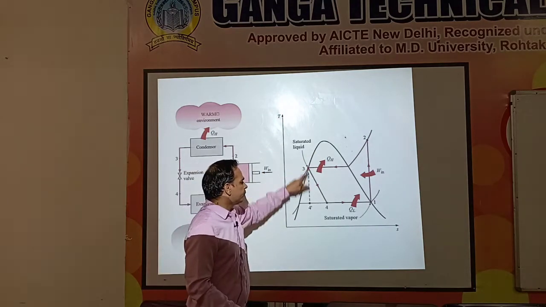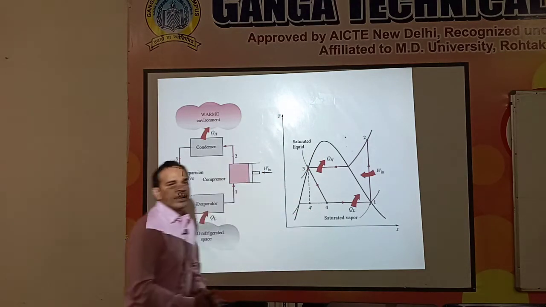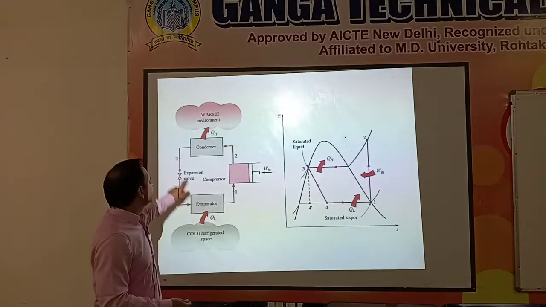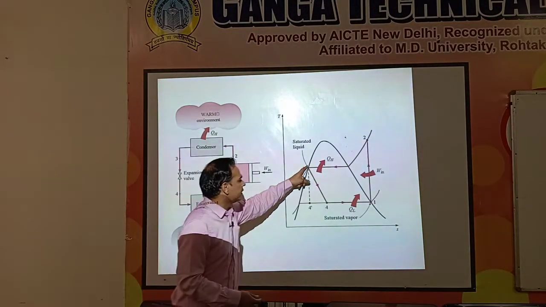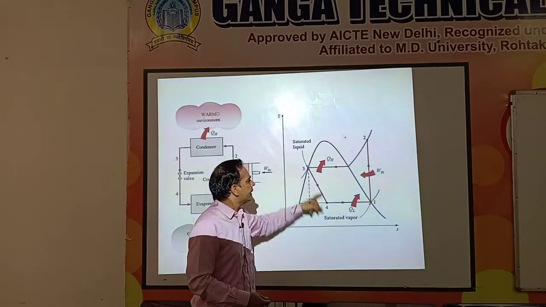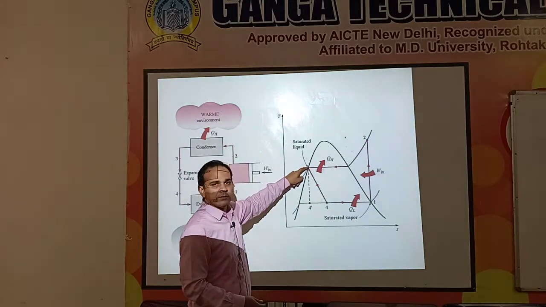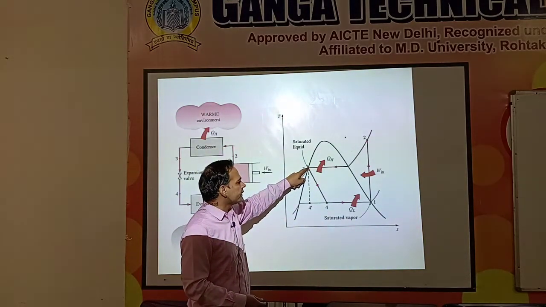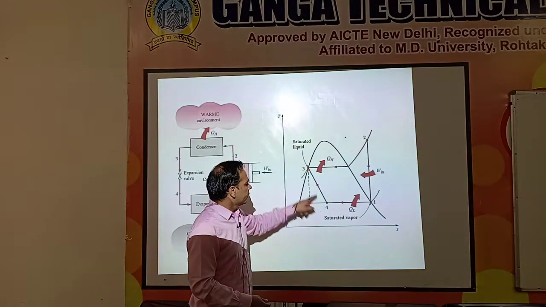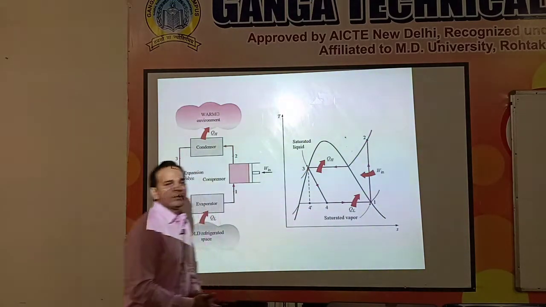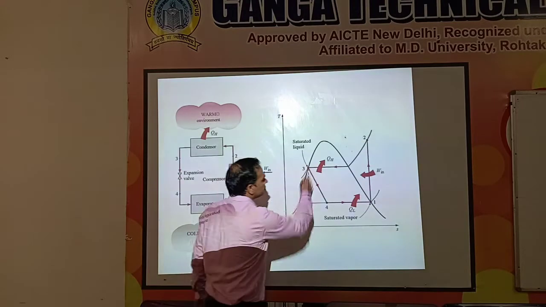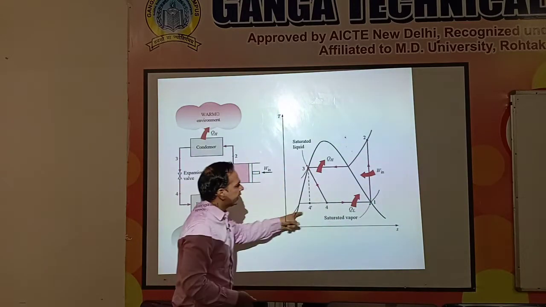Then from point 3 to 4 we have an isenthalpic process inside the expansion valve. The isenthalpic process is represented here. The inlet of the expansion valve is having the saturated liquid, and then the exit of the expansion valve will be inside these two saturated liquid and saturated vapor lines.